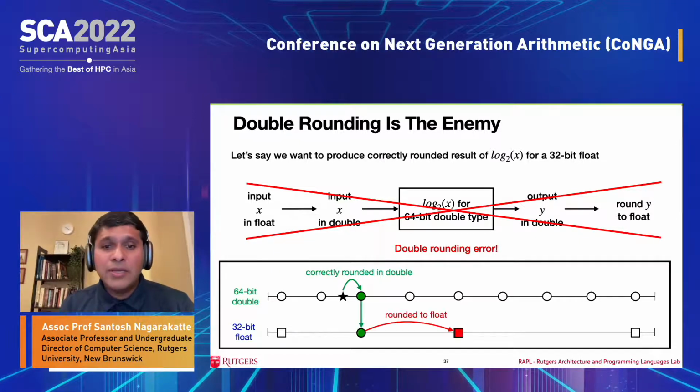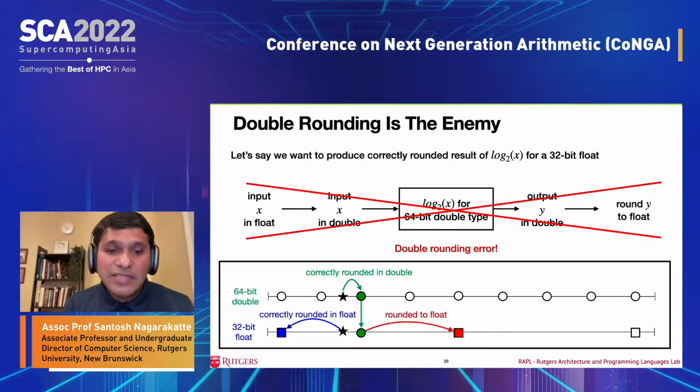When you round this double value back to float, you rounded it wrong. Rounded it to a wrong result. And what is the wrong result? If you had taken the original real value and directly rounded it using the floating point representation, you would have rounded it to the blue dot. So this is the double rounding error.